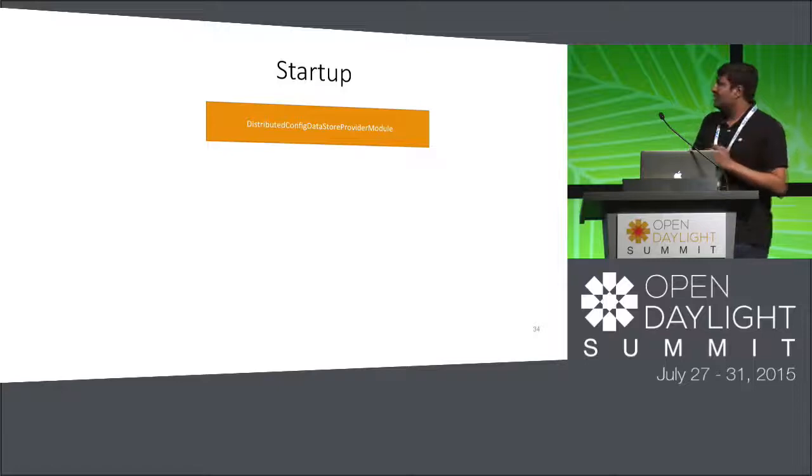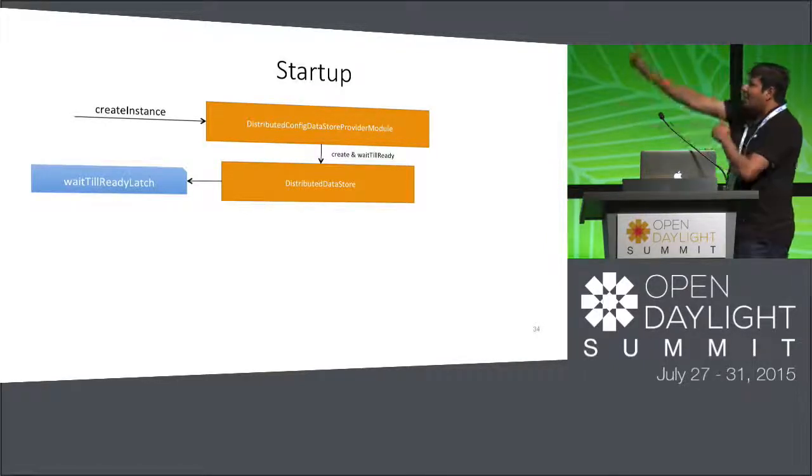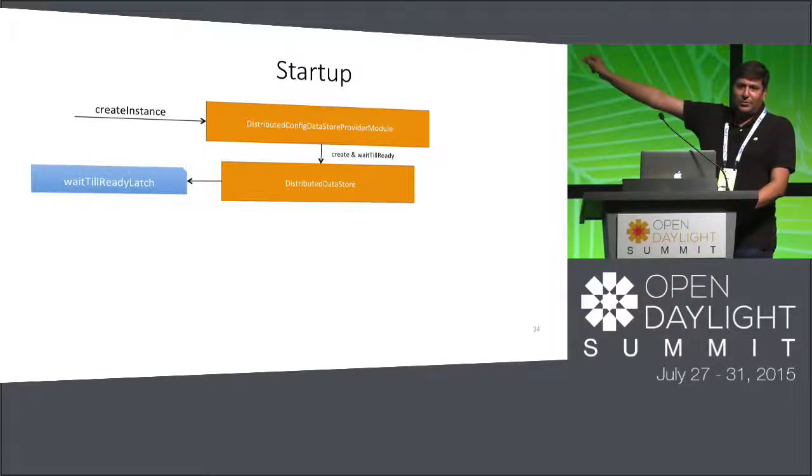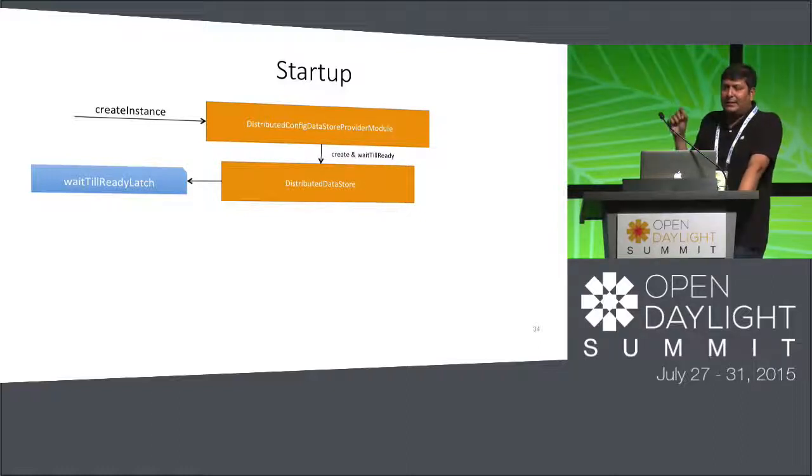So for example, with the data store, there are in fact two modules. There are two data stores: a config data store and an operational data store. So you will see two modules in there. One will be called distributed config data store provider module, and one will be called distributed operational data store provider module. Those are your starting points. When it starts up, there's a create instance method in each module which gets called. When you call create instance, it creates an instance of the distributed data store. This is where it starts off. So we call create instance, and then we wait till it is ready.